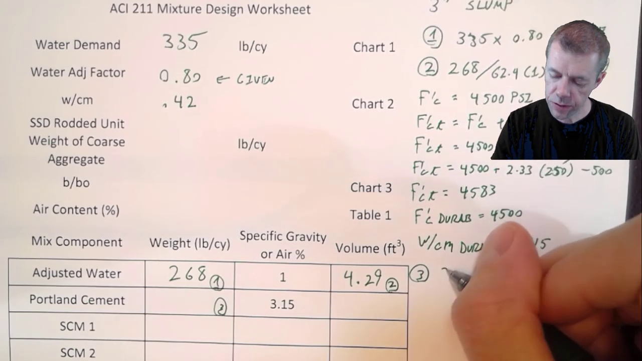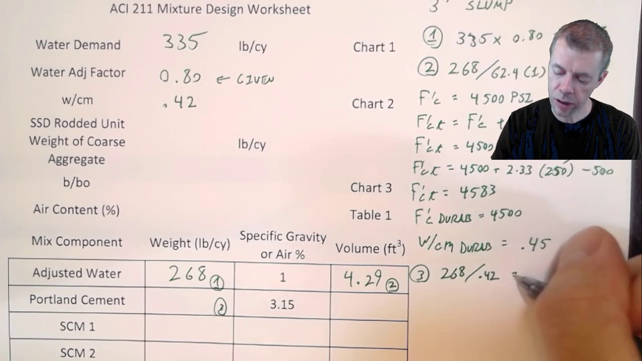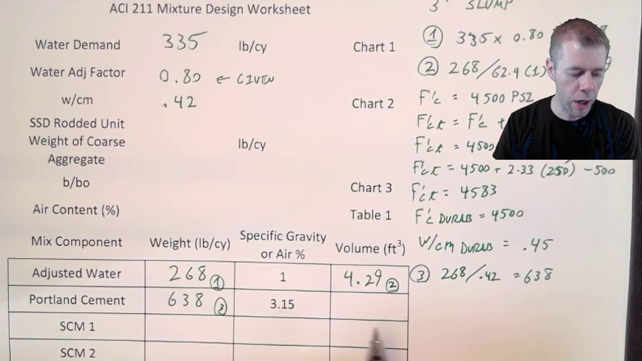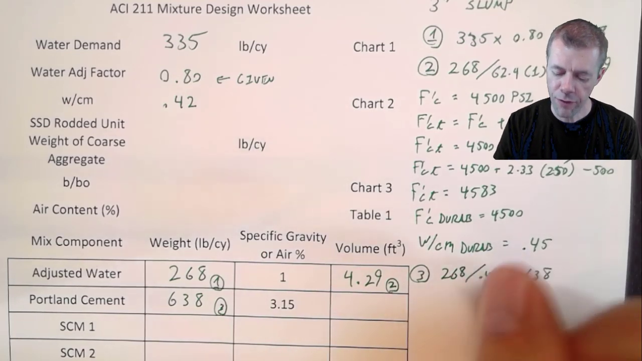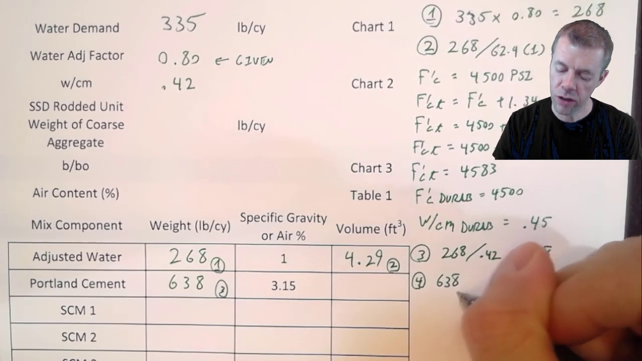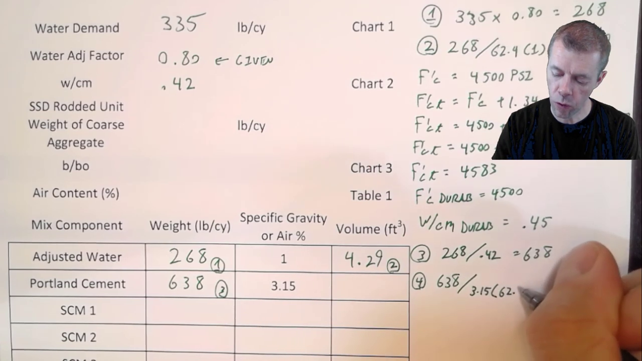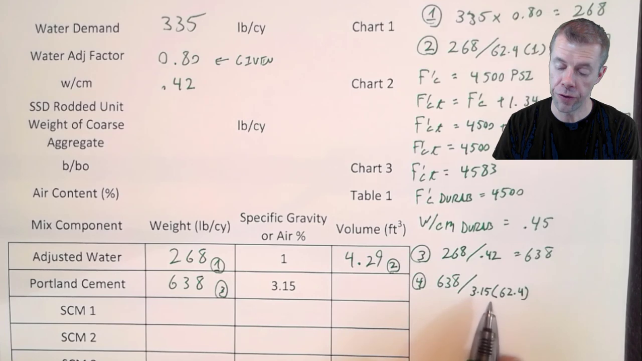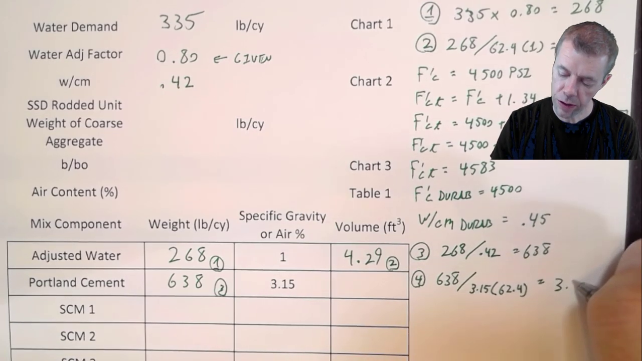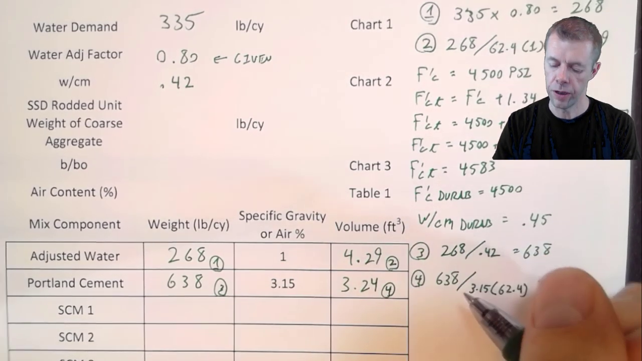We're going to take our water content, 268. We're going to divide it by the water to cement ratio, 0.42. And out of that, we're going to get 638 pounds of cement. 638. That goes right here. Now let's go ahead and calculate the volume. So now that we have the mass, we just need the volume. We're going to take 638. We're going to divide by the specific gravity of the cement, 3.15, and we're also going to multiply by 62.4 pounds per cubic foot. Multiply the specific gravity by that. And that's going to give us 3.24 cubic feet. And that goes right here, 3.24 cubic feet.